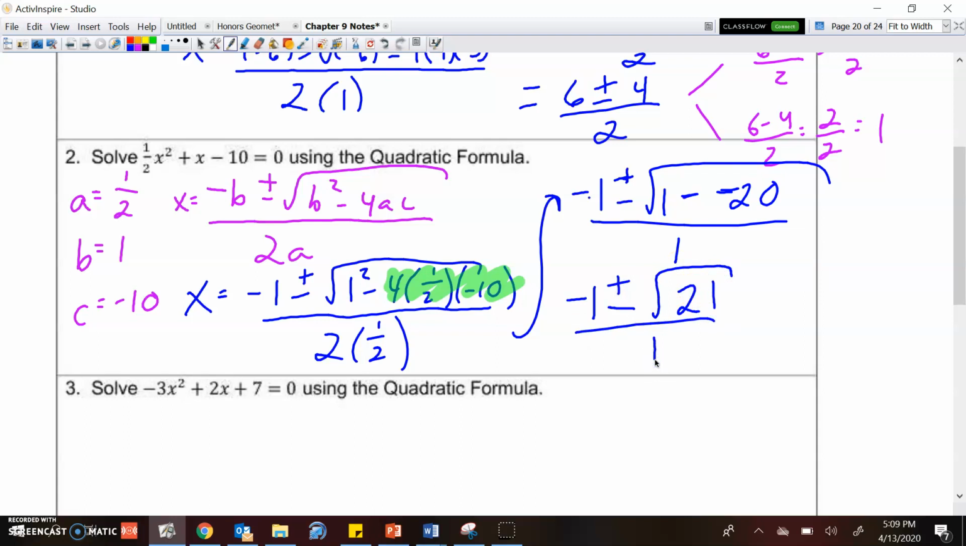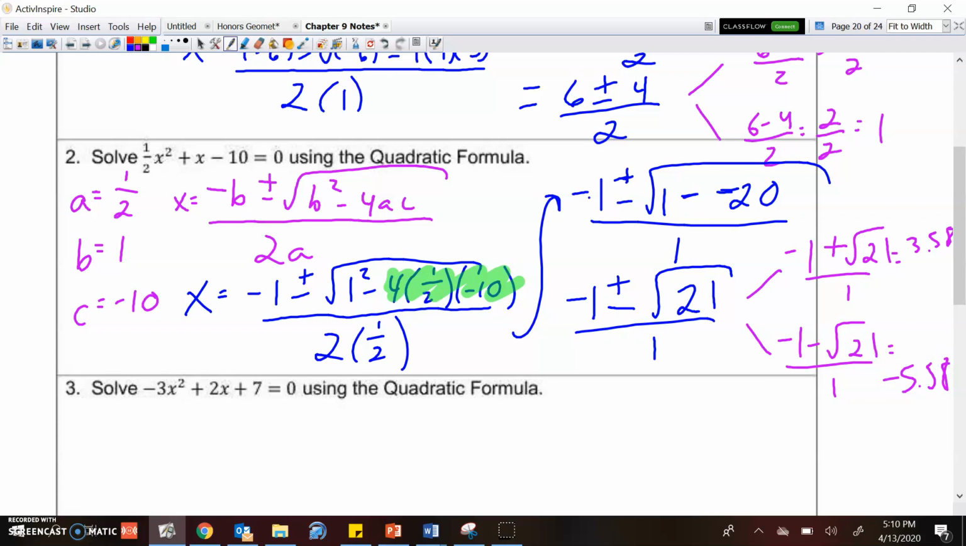Okay, so I'm going to branch it into my 2 different options, and that's going to give me -1 plus the square root of 21. I don't really have to write over 1, but I can. And -1 minus the square root of 21 over 1. So my 2 answers are, I'm going to do -1 plus the square root of 21, and I get 3.58. And then I'm going to do -1 minus the square root of 21, and I'm going to get -5.58. This is an example of one that would not have been factorable. Okay? All right, I'm going to scroll on to our last ones.